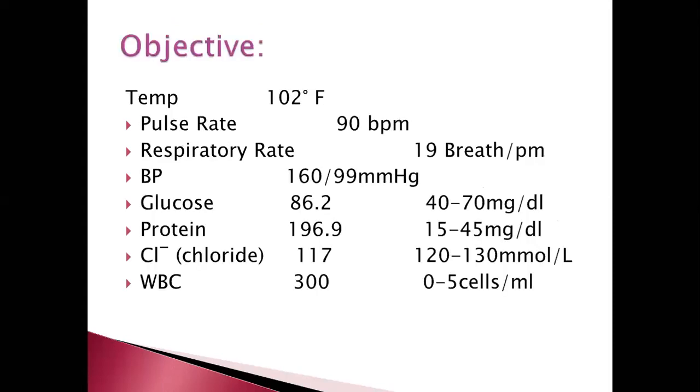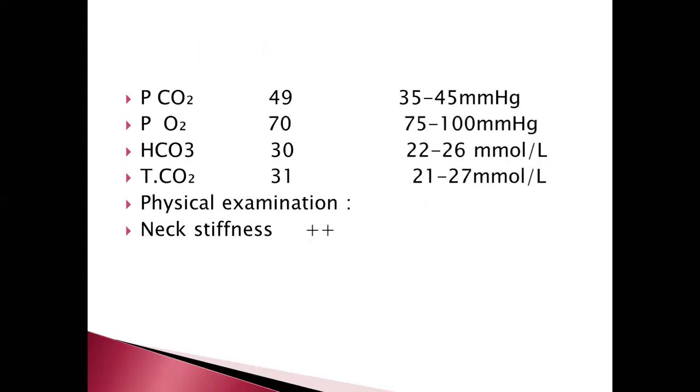Objective: body temperature is 102 degrees Fahrenheit. Pulse rate 90, respiratory rate 19. BP 160/99. Glucose 86.2. Protein 196.9. Chloride 117, WBC 300. PCO2 49, PO2 70, HCO3 30, TCO2 31. Physical examination: neck stiffness is positive.